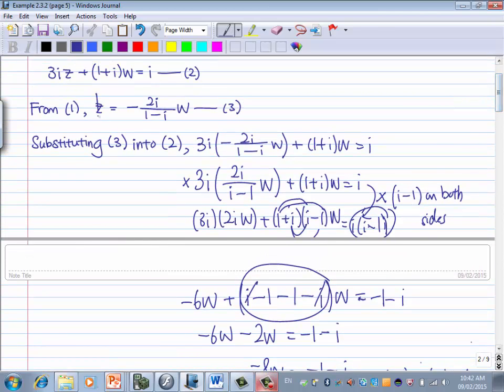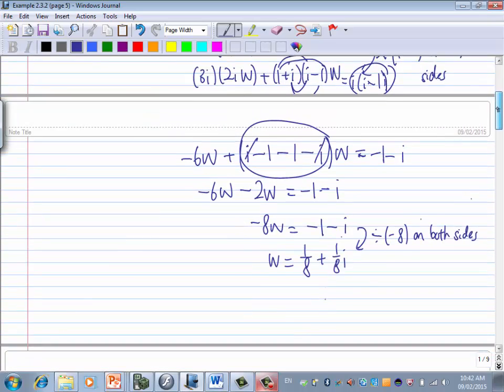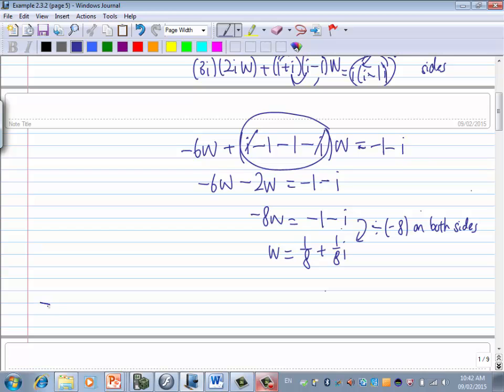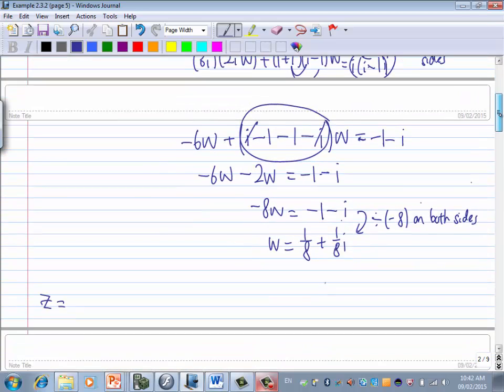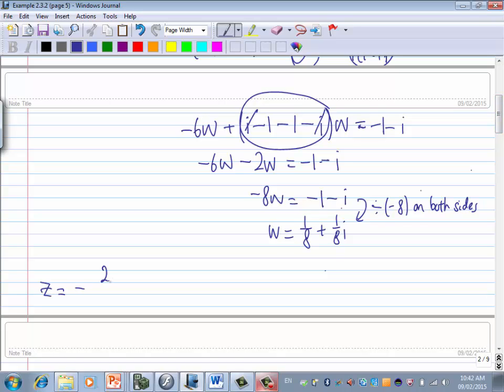So this was equation 3. Let's do it step by step. Let me copy and paste. Z equals to what? Negative 2i over 1 minus I times w, which is this.